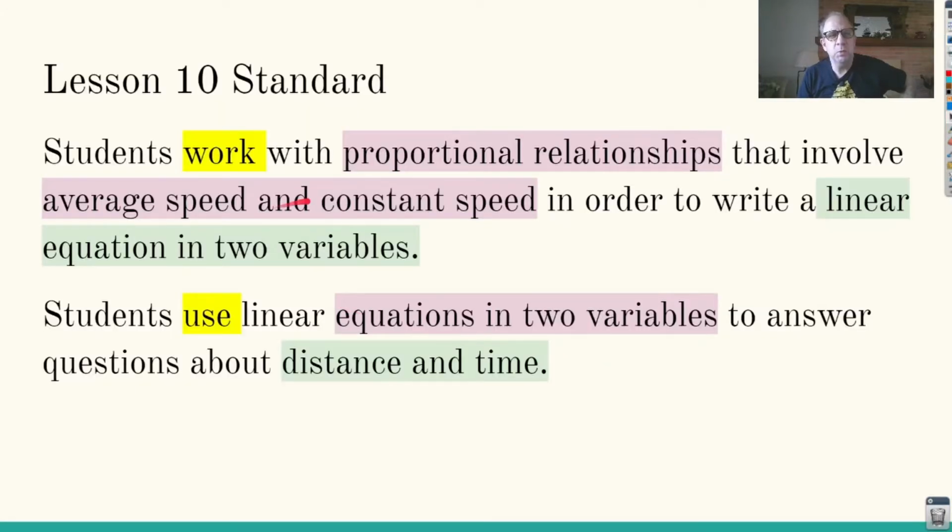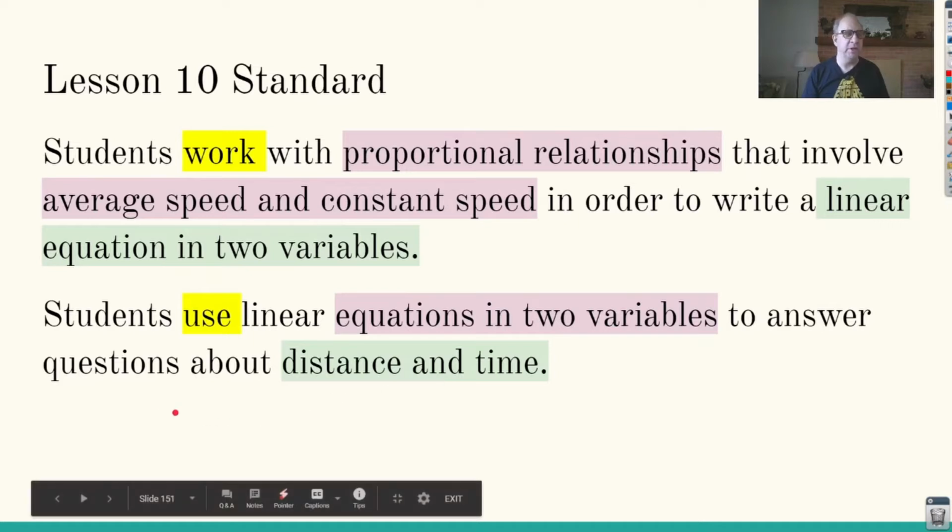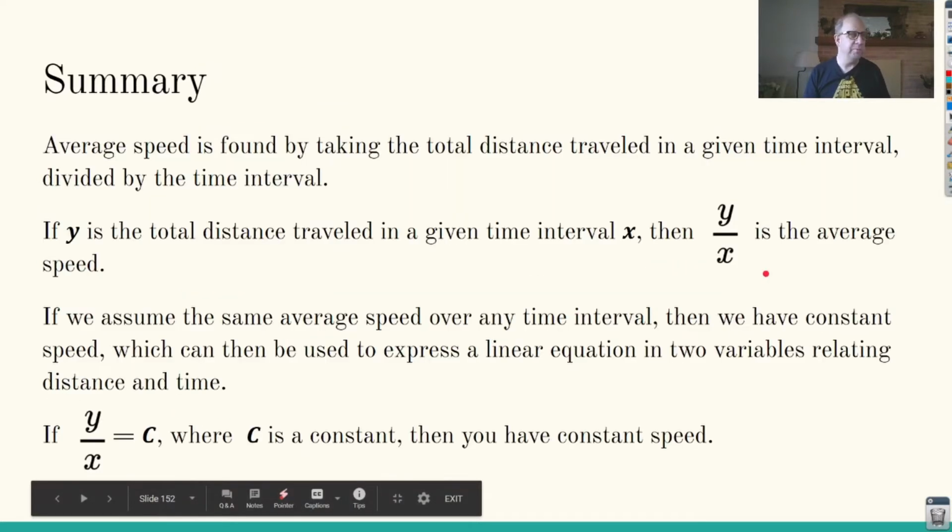Here we will learn how to work with proportional relationships that involve average speed and constant speed in order to write linear equations of two variables. I know you don't know what the two variable equations are. We're going to work on that in a second. We will use linear equations in two variables to answer questions about distance and time. And distance and time problems are very common, especially in math and especially in physics.